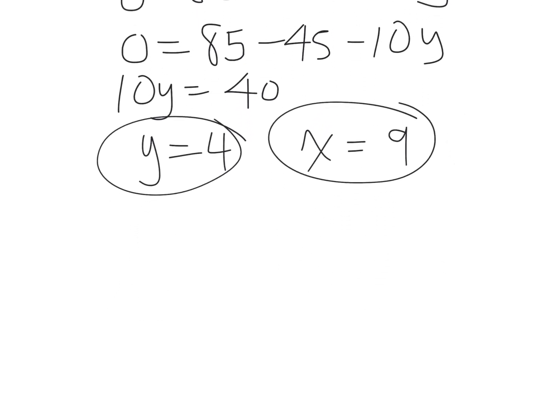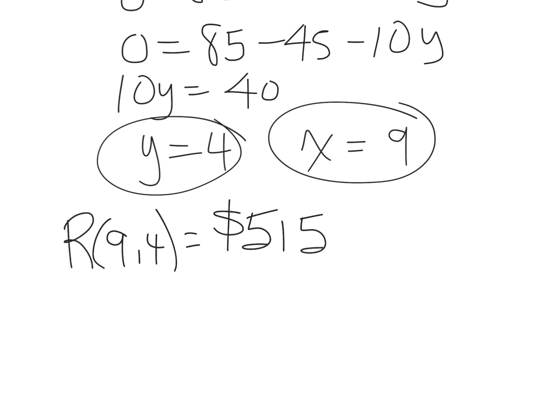So I take those values back up into the revenue function, substitute them into the original function, and determine what that maximum revenue would be at those values. So, okay, 515, we have agreement right out of the gate, 515.